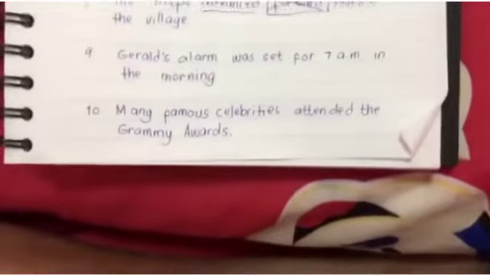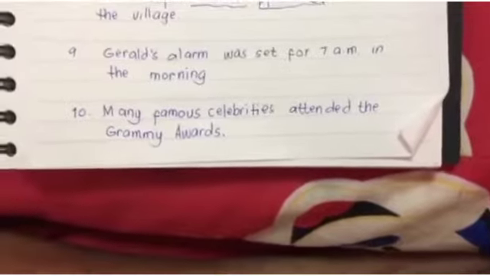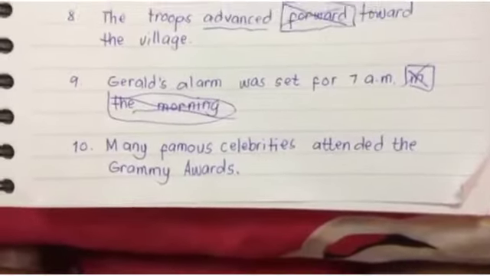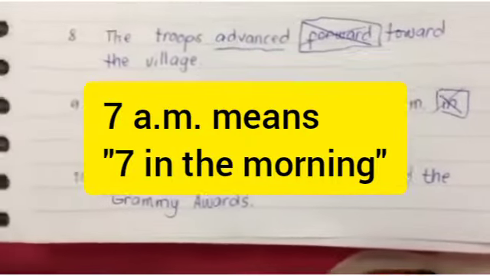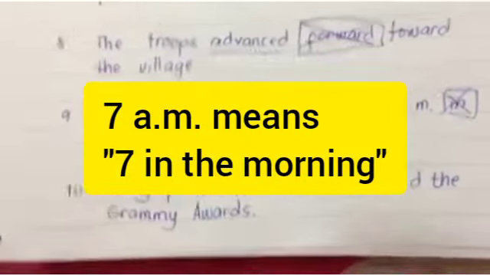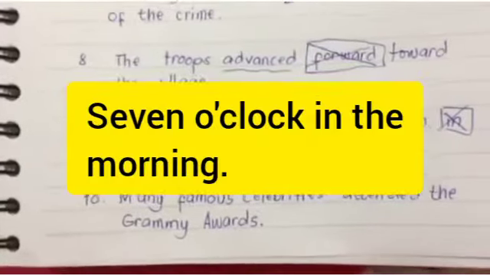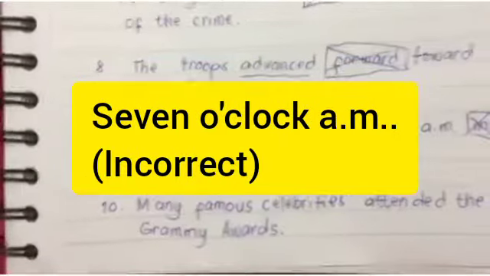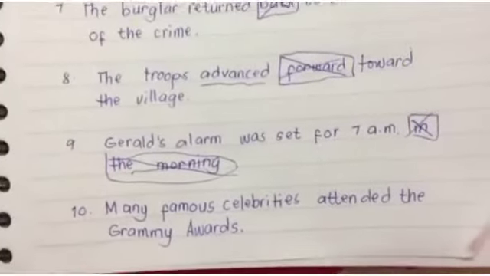Now let's have the 9th sentence. The 9th sentence here is, Gerald's alarm was set for 7 a.m. in the morning. Well, it's obvious. You just cross out in the morning, because when you say 7 a.m., it means 7 in the morning. By the way, you can also say 7 o'clock in the morning, but you should never say 7 o'clock a.m. It's awkward. Okay? All right.